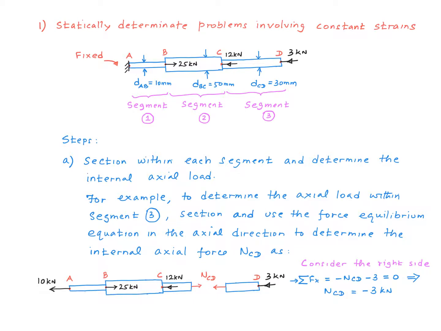Section the rod at an arbitrary point between C and D, separate the rod into two parts, the left side and the right side, and consider one of the two sides in evaluating the internal force NCD. And in this particular example, I'm using the right side and using the force equilibrium equation in the horizontal direction in order to find this internal force NCD. So NCD works out to be minus 3 kilonewton in this particular example.